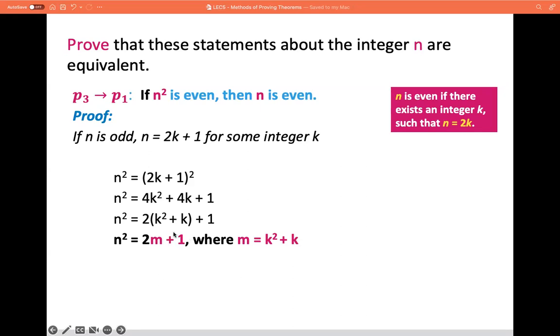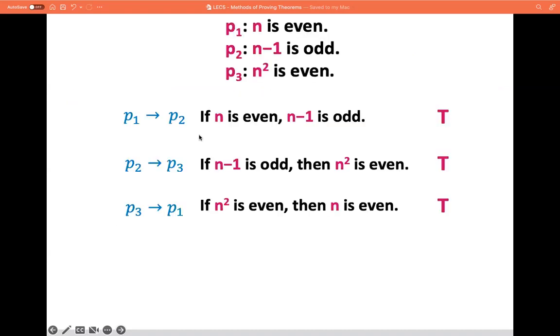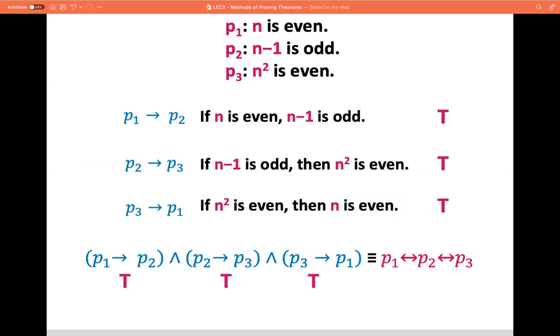All right, since it has the form of an odd number, we can say that n squared is indeed odd, given that n is odd. Since we have proven this statement through its contrapositive, we can say that P sub 3 implies P sub 1. And since we have shown that all of these three implications are true, we can then conclude that these three propositions are equivalent.